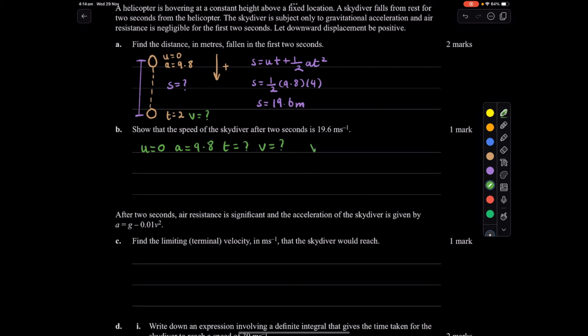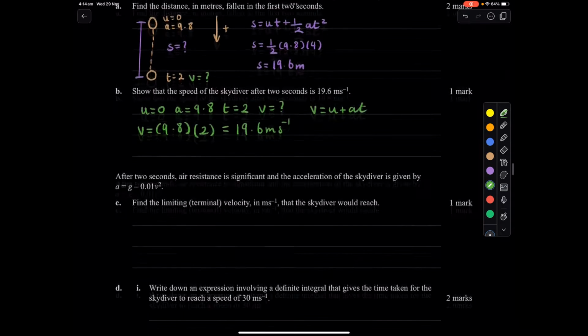Now, using SUVAT, v equals u plus at. Well, u is 0, so it's just acceleration times time, which in this case is times 2. And that overall will give us 19.6 meters per second. So we've shown how to get that.